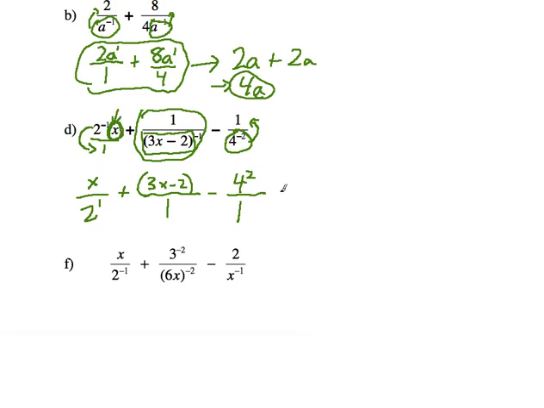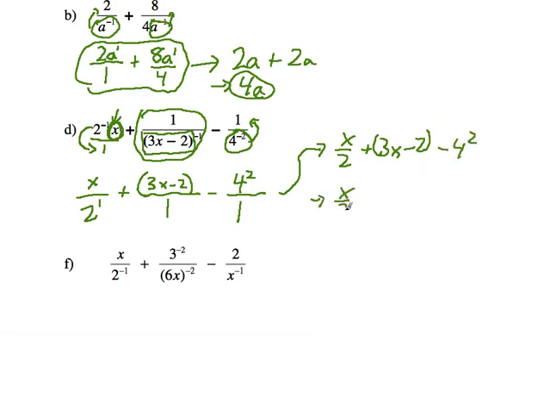Okay, now let's rewrite this because right now it's looking kind of weird, right? So x over 2 to the 1, that's just x over 2. 3x minus 2 over 1, that's just 3x minus 2. I could even drop the brackets now because there's no negative or minus here, or we could just keep the brackets, whatever, it won't change anything here. And then minus 4 squared over 1, that's just minus 4 squared. I'm going to write it again.